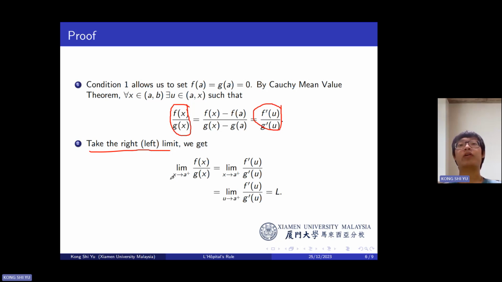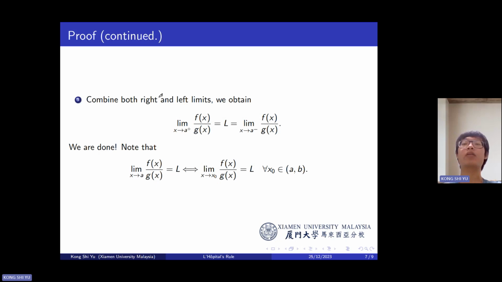So now we'll be getting this. Eventually, we'll be getting this result. Once we have this result, we can find both the right and left limits as I stated before. It works very similarly for the left-handed limit as well. Then we can combine these, and we can get the following result.